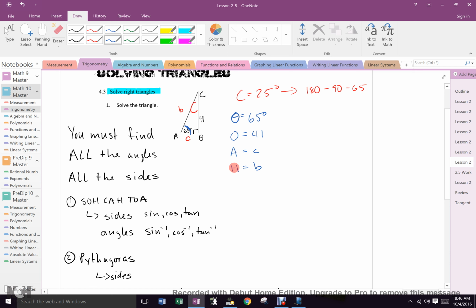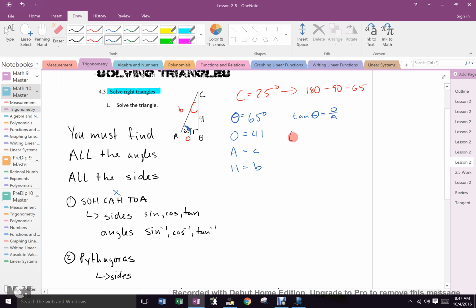So what trig should I use? What's the only one I can't use? I cannot use cos, because cos needs an A and an H, and those are what I need. So cos is out right away. So I can use sine or tan. Okay, so tan theta equals O over A, correct?